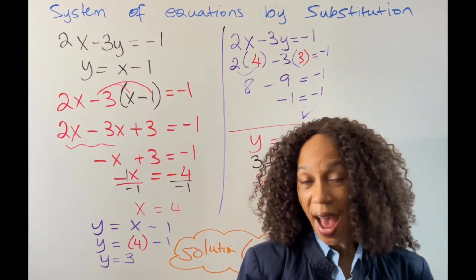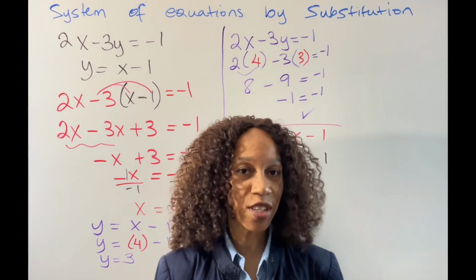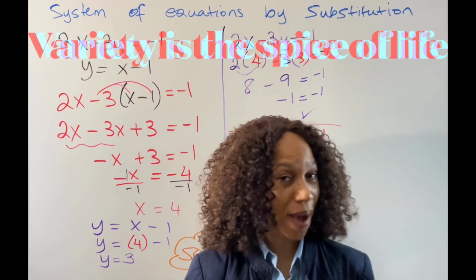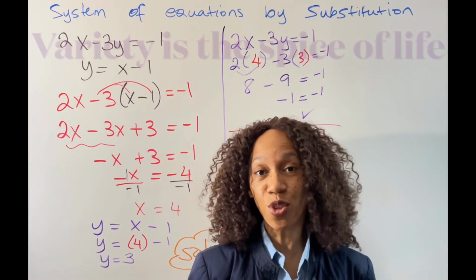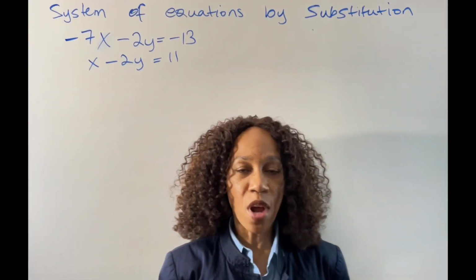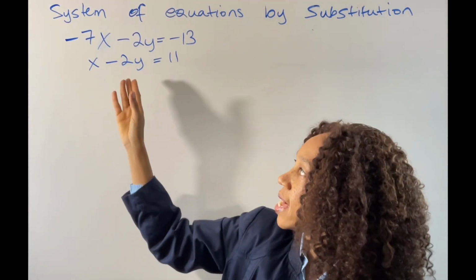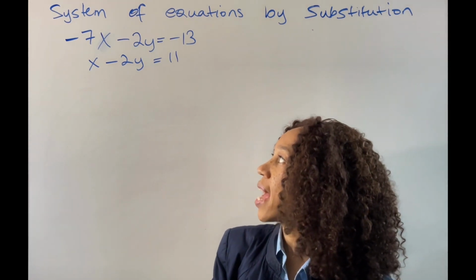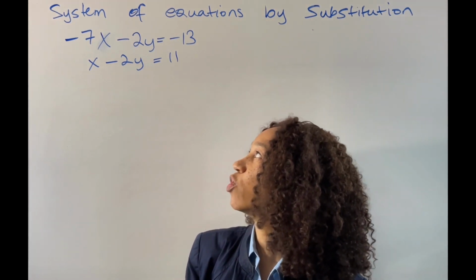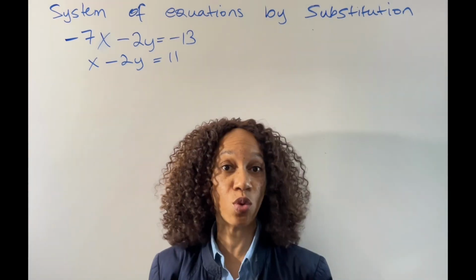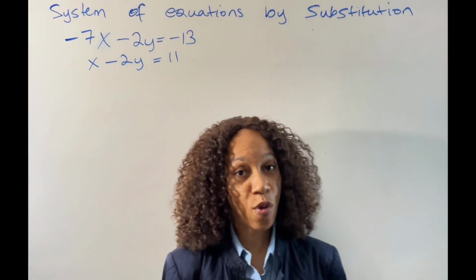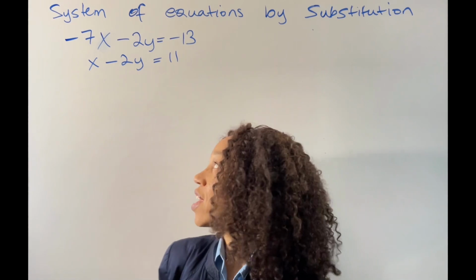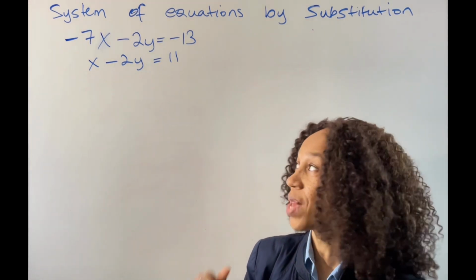Now, as you know, I don't like to stop right there. I like to give variation. Variety is the spice of life for me. So I like to throw in another variation. So the example I'm going to use here is negative 7x minus 2y equals negative 13, and the other one is x minus 2y equals 11. You have to do some additional work. I know, we have to do the additional work, so we have to change it first.